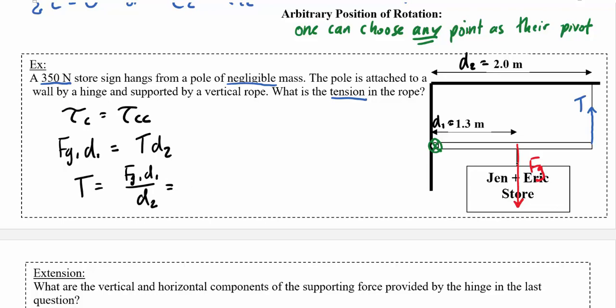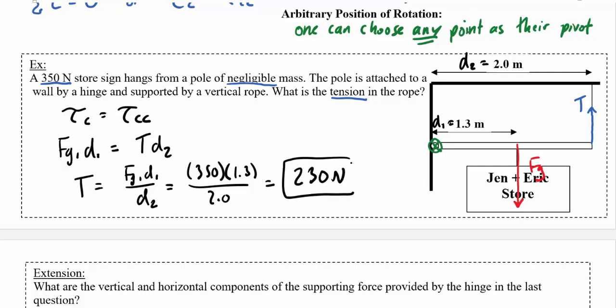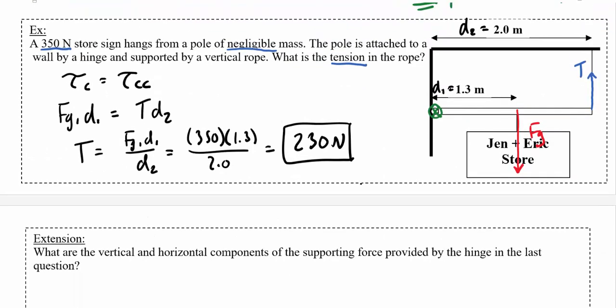Recall that the weight of the sign was given, so that's 350 newtons, times d1, which we said was 1.3 meters, all divided by 2.0 meters. And then when I crunch the numbers on this, I end up with a tension force of right around 230 newtons.